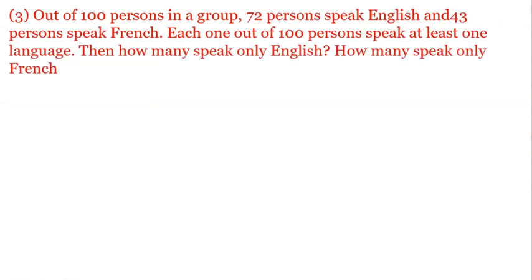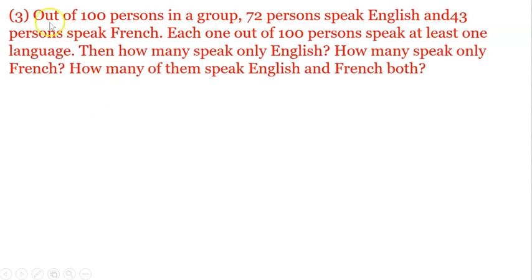Next example. Out of 100 persons in a group, 72 persons speak English and 43 persons speak French. Each one out of 100 persons speaks at least one language. Then, how many speak only English? How many speak only French? How many of them speak English and French both?